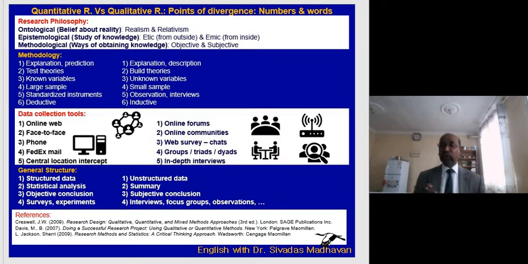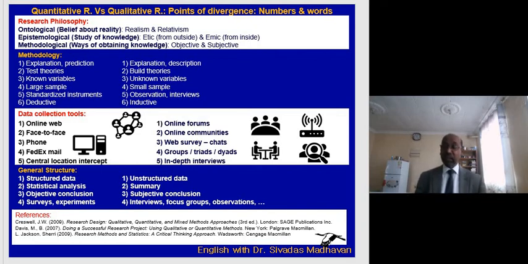That means the conclusion of a quantitative research will be objective, unbiased. It will be unbiased. That means the researcher's views will not be so apparent in it, or it may not be so dominating in quantitative research. But in the case of qualitative research, it will be subjective. Subjective means personal views. Personal views will be reflected in qualitative research more than in quantitative research.